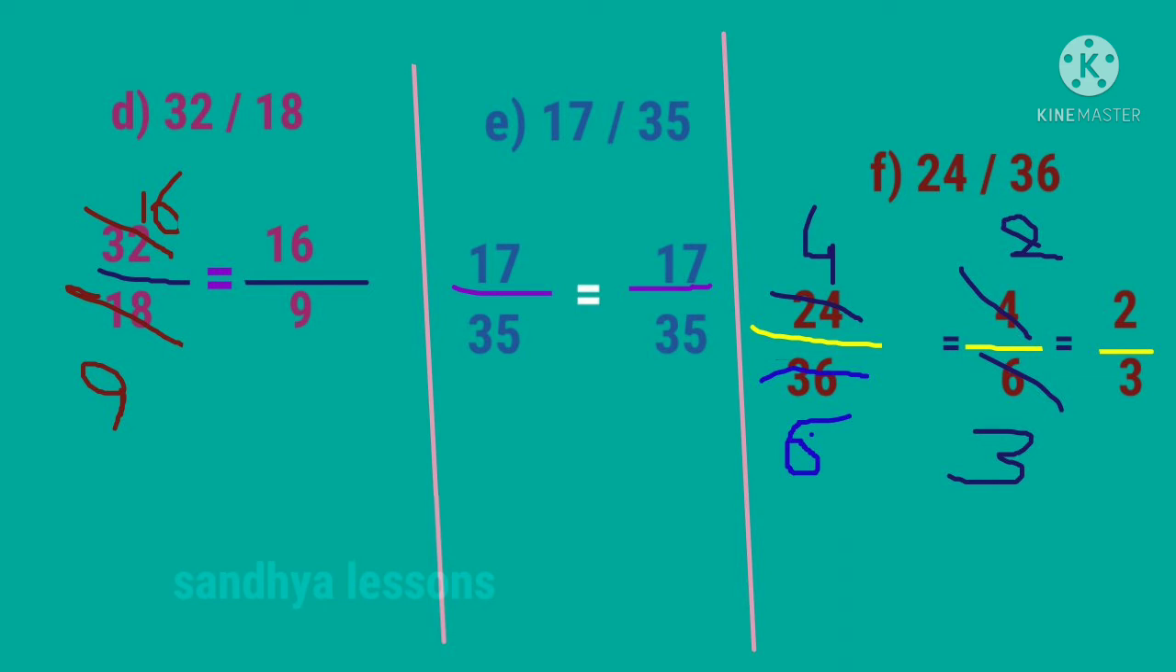F problem, 24 by 36. We can cancel 24 and 36 in 6 table. 6 4s are 24 and 6 6s are 36. Again we can cancel 4 and 6 in 2 table. 2 2s are 4 and 2 3s are 6. So the simple form of 24 by 36 is 2 by 3.